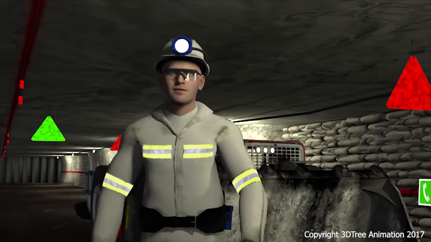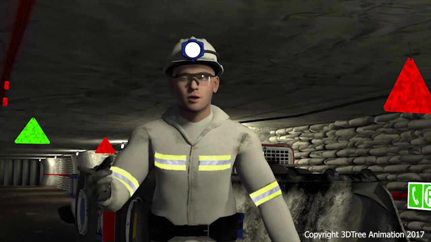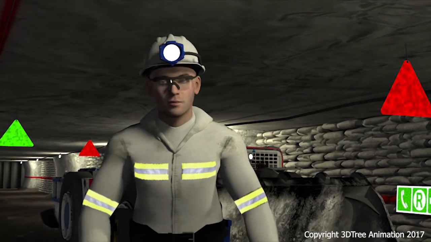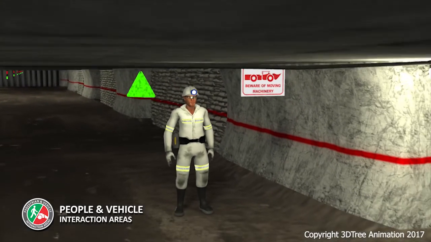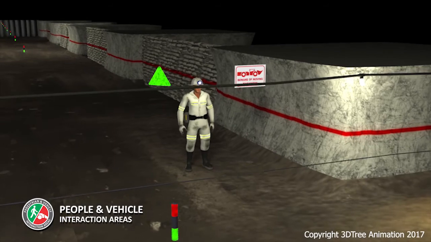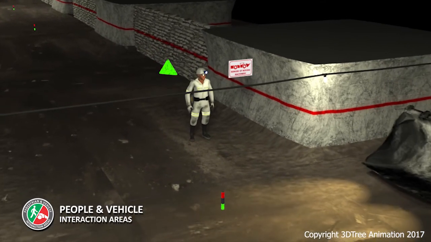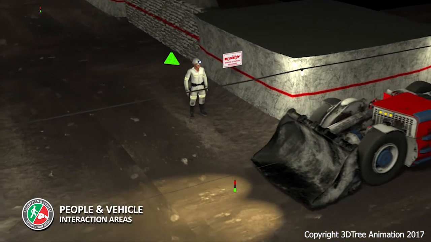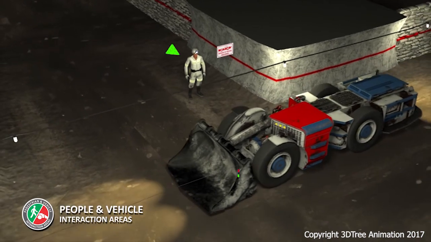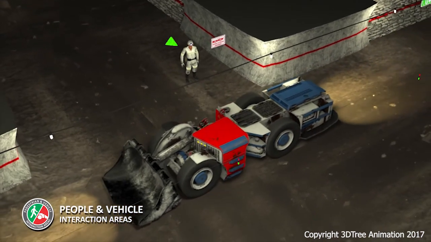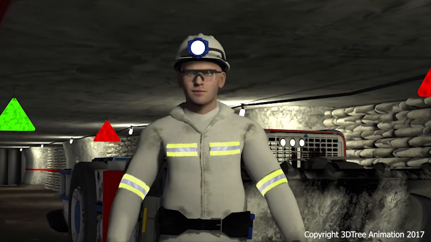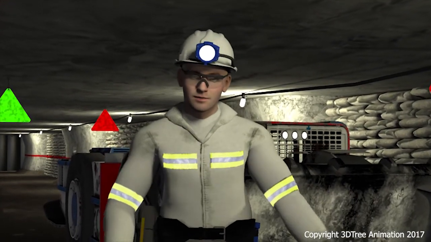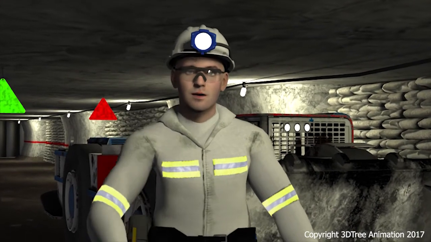Vehicles always have the right of way, but be on your guard for pedestrians working in these areas. As a pedestrian travelling in this area, look out for the "Beware of TMM" warning signs. This will indicate that you're in a high people and vehicle interaction area. Vehicles always have the right of way. So, as a pedestrian, be careful when working in these areas.